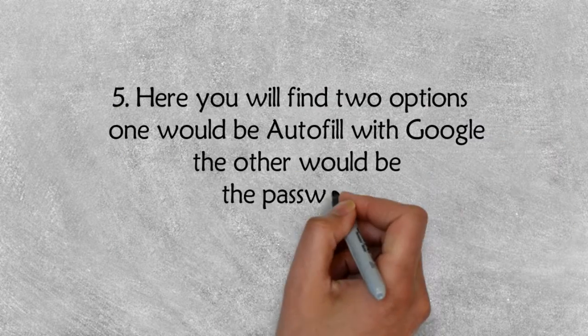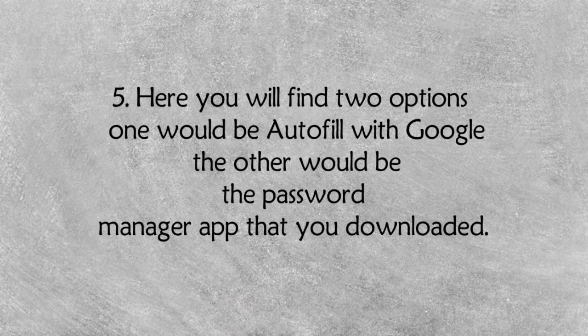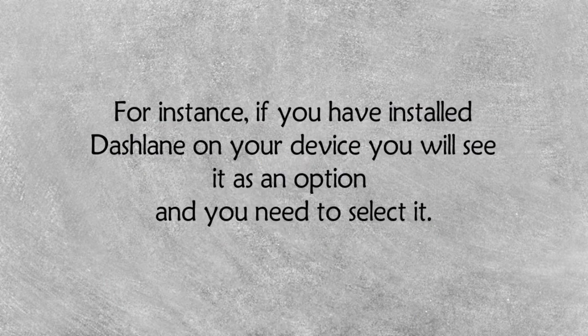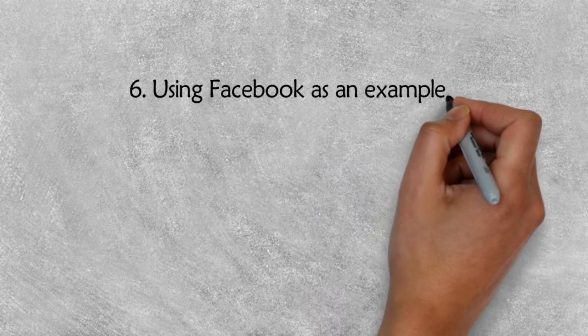5. Here you will find two options, one would be Autofill with Google, the other would be the password manager app that you downloaded. For instance, if you have installed Dashlane on your device, you will see it as an option and you need to select it.